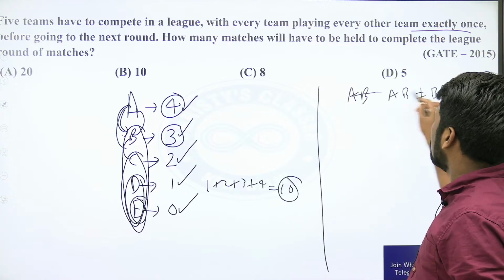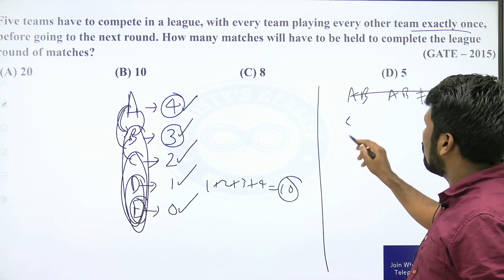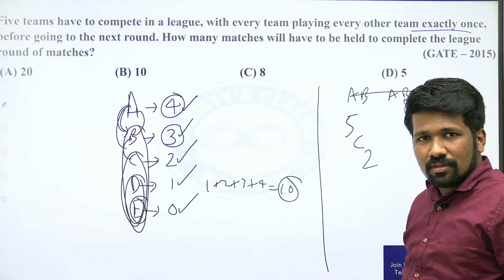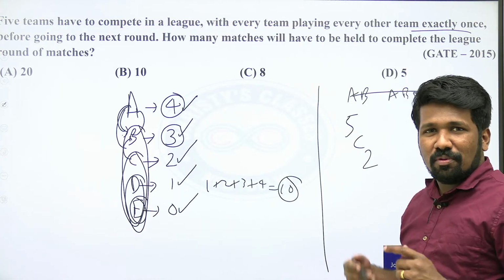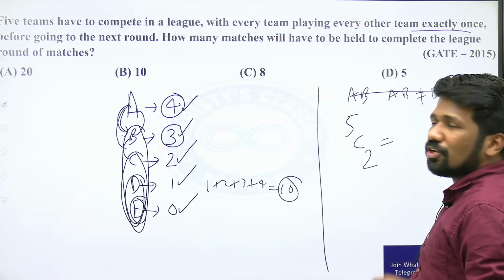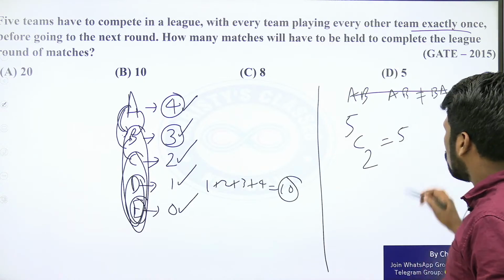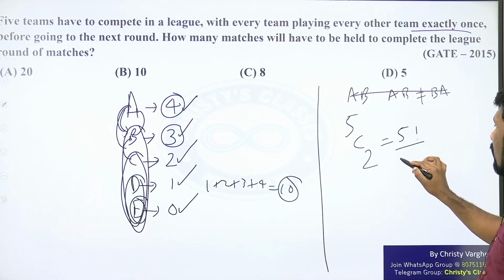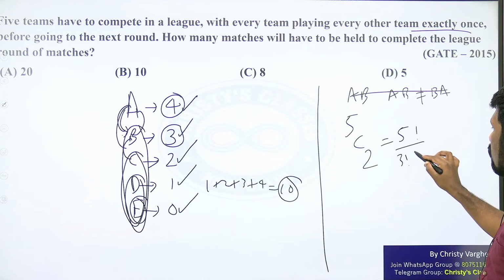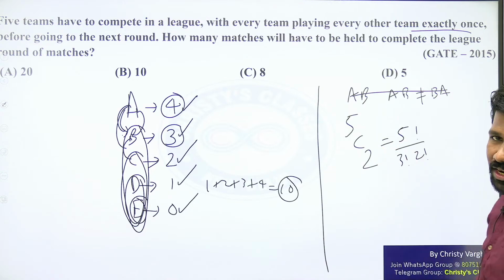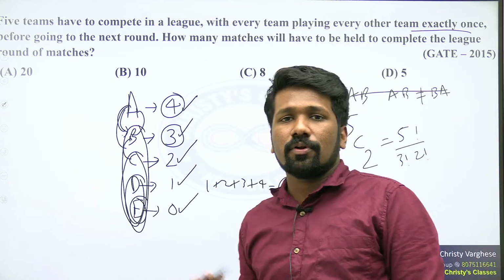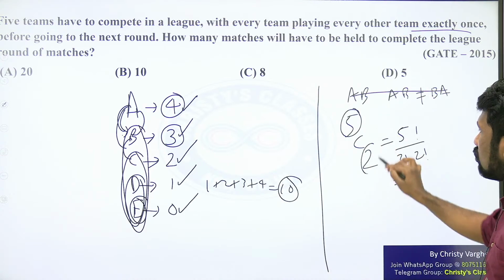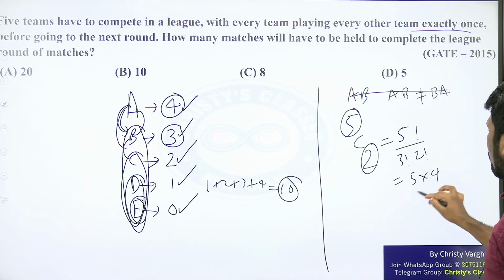If only selection matters, from 5 teams you have to select 2 teams and make them play. So how many ways can you do that? 5C2 ways are there. For those of you who don't know how to find it, 5C2 is 5 factorial by (5 minus 2) factorial into 2 factorial, or nCr is n factorial by (n minus r) factorial into r factorial. What is a shortcut way of doing it? 5C2 is 5 into 4 divided by 1 into 2.